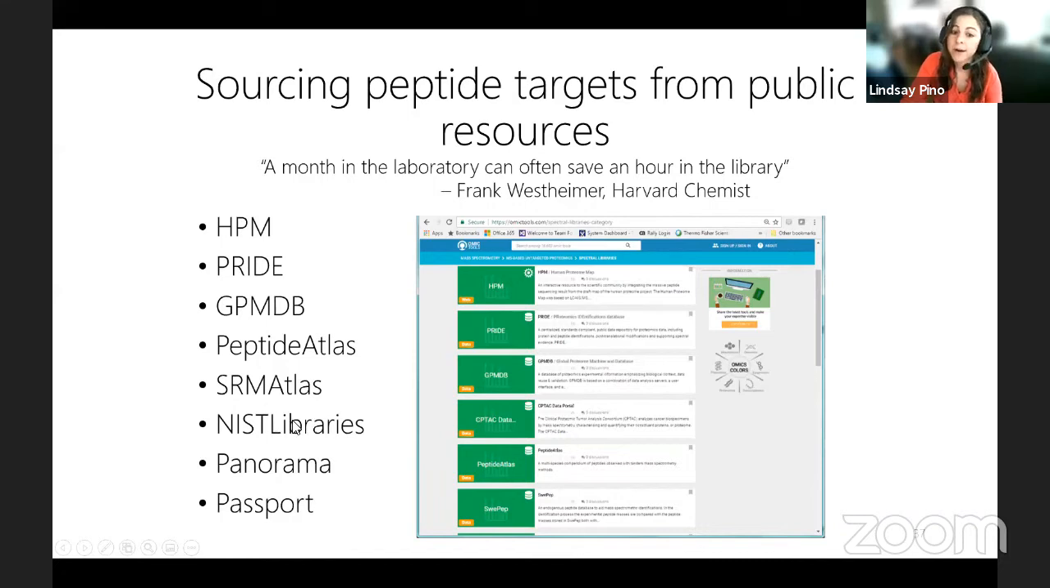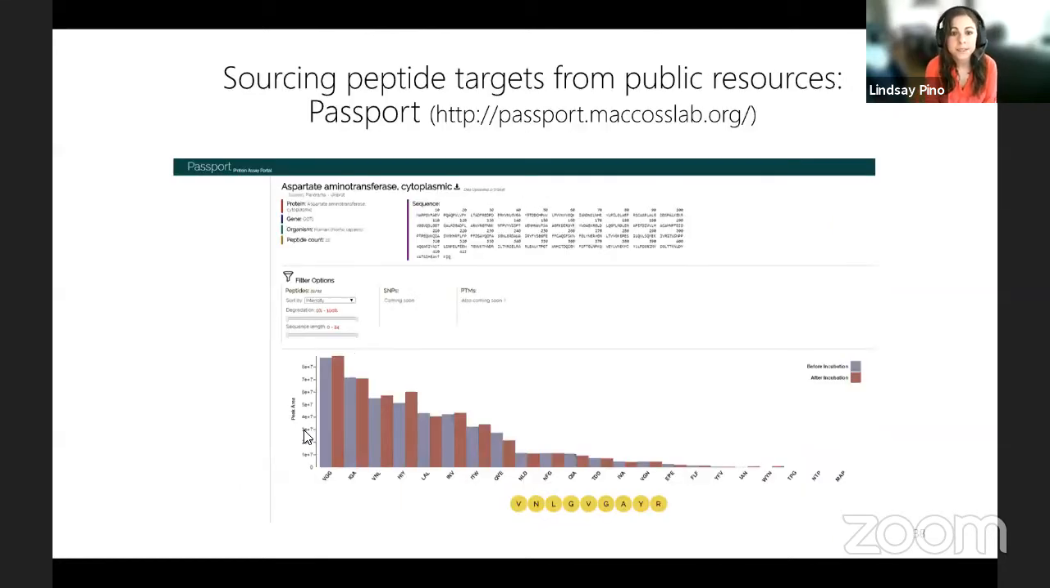NIST has libraries where they've compiled a whole bunch of different mass spectrometry experiments and said which peptides did give us good signal for different proteins. To show you a couple of these, the MacCoss Lab at University of Washington has a website called Passport, where you can look at some different proteins and see the different peptide responses for that protein. Here we have this aminotransferase protein, and clearly the peptide sequence starting with VGG gives extremely good peak area signal. So this is a very good peptide to use if we wanted to measure this particular protein.